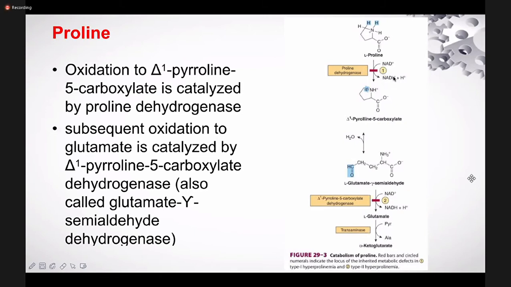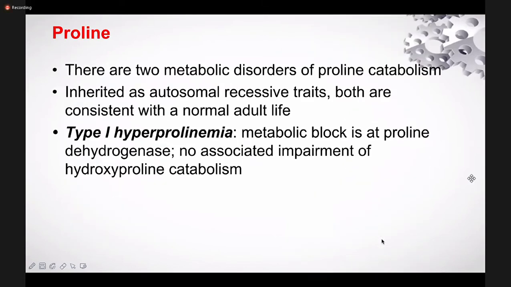You have to take note of this for the metabolic disorders that affect these enzymes, because they have an effect on the human body. So proline ends as glutamate, and again the glutamate, of course, we know undergoes transamination to become back to alpha ketoglutarate. As I have mentioned, there are two metabolic disorders of proline catabolism.